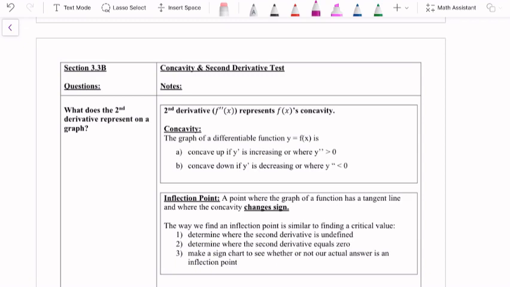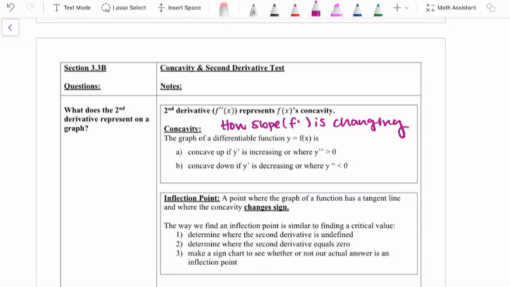But no, really, the official definition of what the second derivative represents on a graph is the original f's concavity. Now, I like to think about it in terms of f prime. If a derivative represents change, the second derivative represents how the first derivative is changing. And we know the first derivative is the slope. So the second derivative also represents how slope, say f prime, is changing.